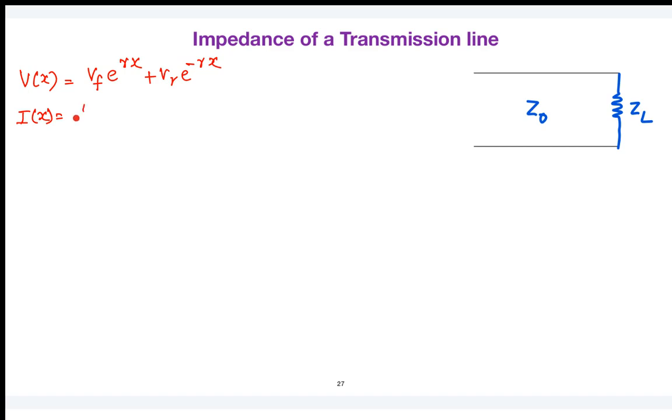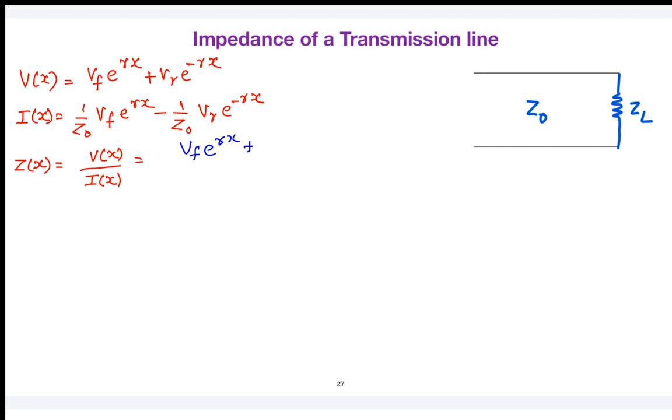That is 1 by Z0 V_F e power gamma x minus 1 by Z0 V_R e power minus gamma x. So what will happen to the impedance Z of x? That is equal to V of x divided by I of x, which is equal to V_F e power gamma x plus V_R e power minus gamma x, divided by 1 by Z0 into V_F e power gamma x minus V_R e power minus gamma x.